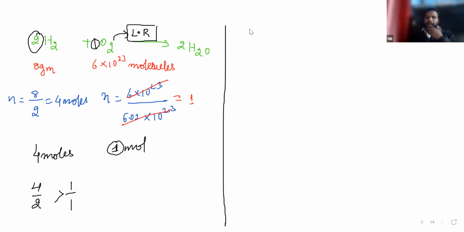Now I am writing the reaction again to make you understand in a better way. You already know that O2 is the limiting reagent. Here it has 1 mole, here it has 4 moles. If anyone is LR, the next one is in excess. If O2 is LR, then H2 will be in excess.